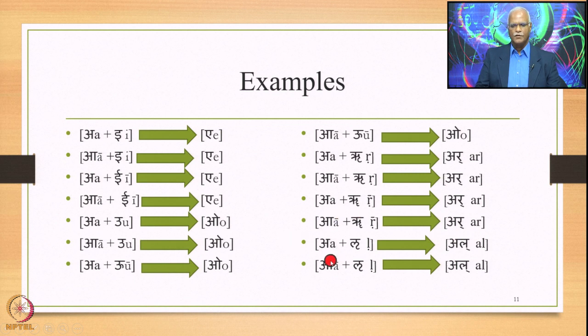Then we have a followed by lu, and we have the output generated as al in place of both of them. Then we have long a plus lu, and 6187 applies, and the output generated is al.